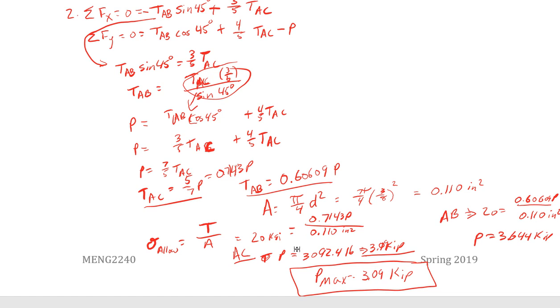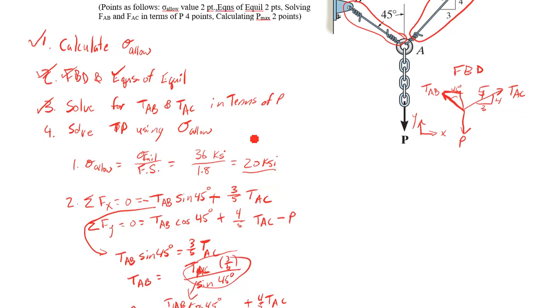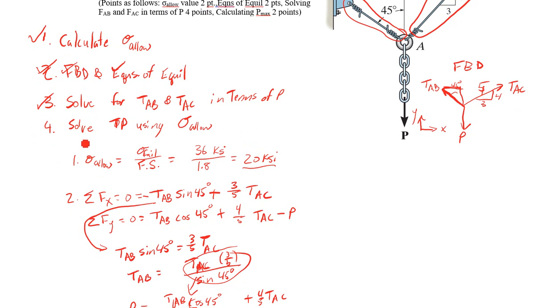So to review our steps, step 1, we calculated the allowable stress, and then we needed that at the end. I could have done it at the end. I wanted it at the beginning just to practice our factor of safety and think through that process. Step 2, we drew a free body diagram and set up some equations of equilibrium to solve for our tensions in terms of our applied load. And that's what we did in step 3, is working with those equations to find our tensions in terms of P. And finally, in step 4, we solved for P using that allowable stress.